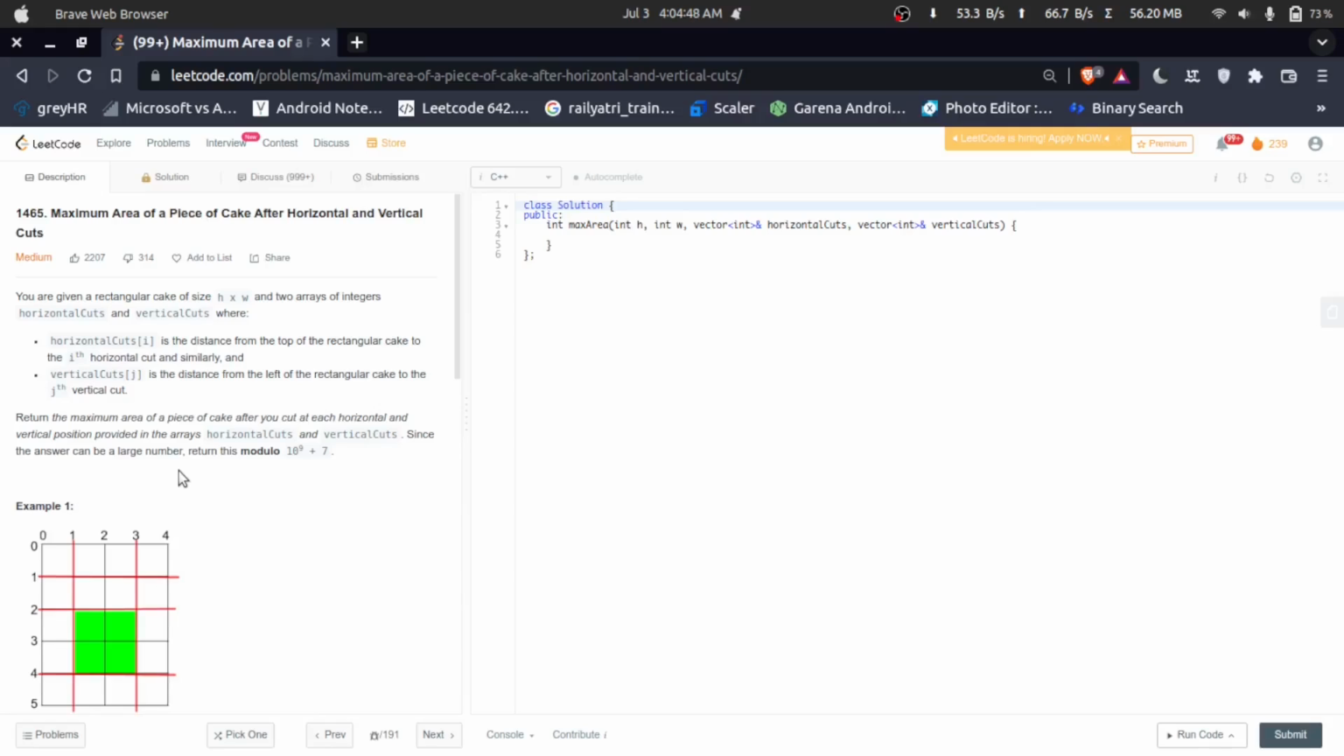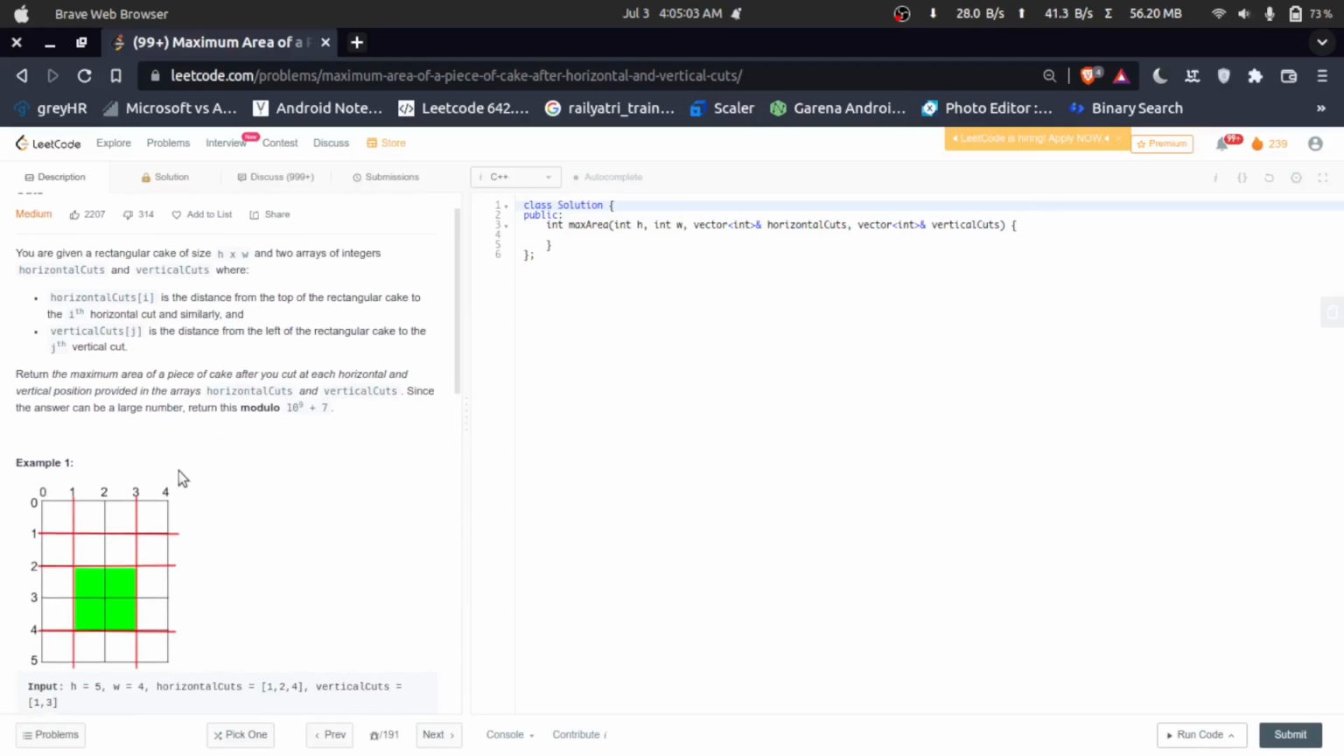The problem is basically that there is an H cross W rectangular cake, and two arrays of integers where the horizontal cuts and the vertical cuts are given. So we'll have to return the maximum area of a piece of cake after cutting at each horizontal and vertical position provided in the arrays. The answer can be a large number, so after computing that answer I will take modulo 10 to the power 9 plus 7.